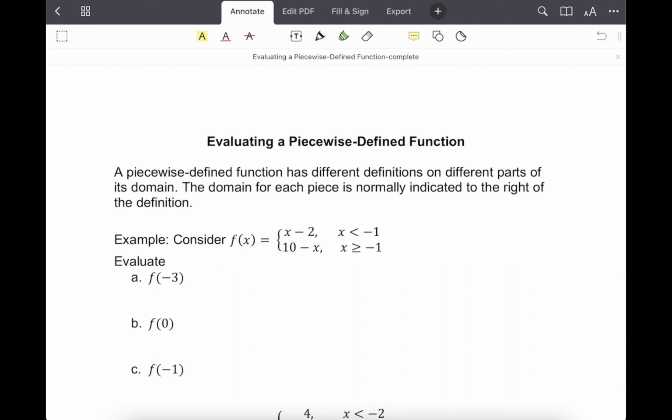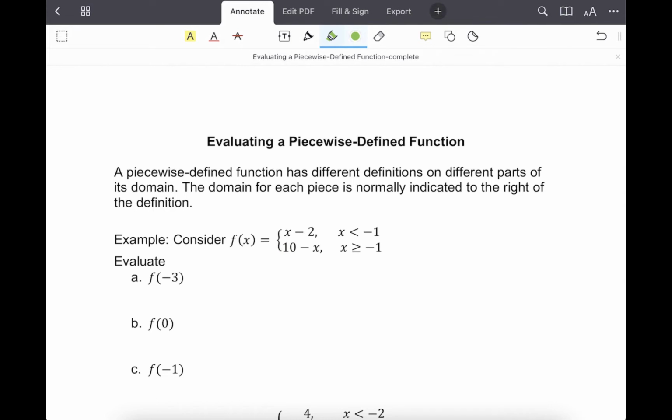A piecewise defined function has different definitions on different parts of its domain. The domain for each piece is normally indicated to the right of the definition on that part of the domain. So here's an example. f(x) equals x minus 2 when x is less than -1, and 10 minus x when x is greater than or equal to -1.